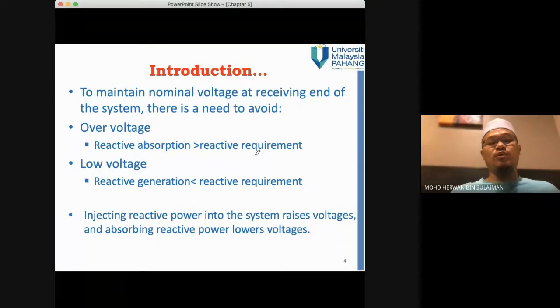So what happens when we have over voltage is like tiba-tiba your load is decreased suddenly, so suddenly you punya voltage akan jadi over voltage. Okay, and then the low voltage, where your reactive generation is less than reactive requirement, so suddenly you have a heavy loading, so you have a drop in the voltage. Okay, so that's why sometimes you need to take the necessary actions to make sure that your voltage is normally maintained at the nominal voltage lah. So injecting reactive power into the system raises the voltage, and absorbing reactive power lowers the voltage.